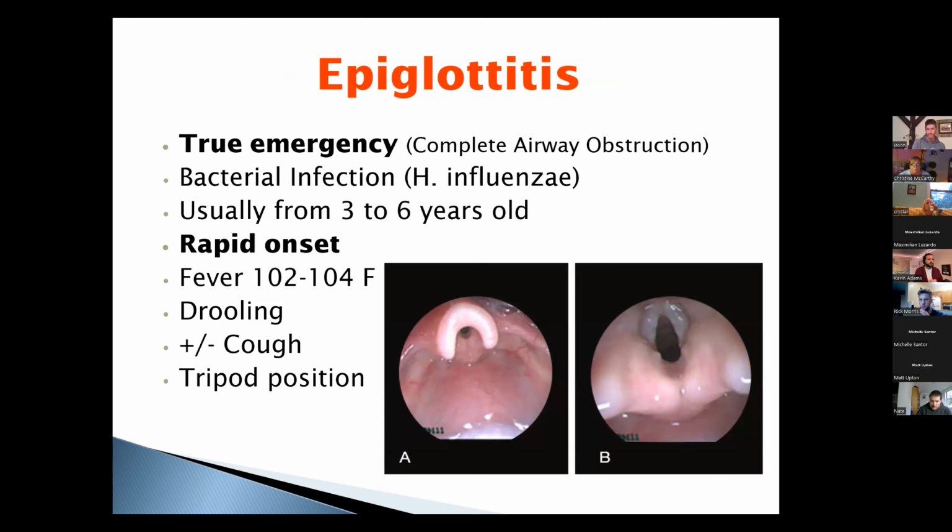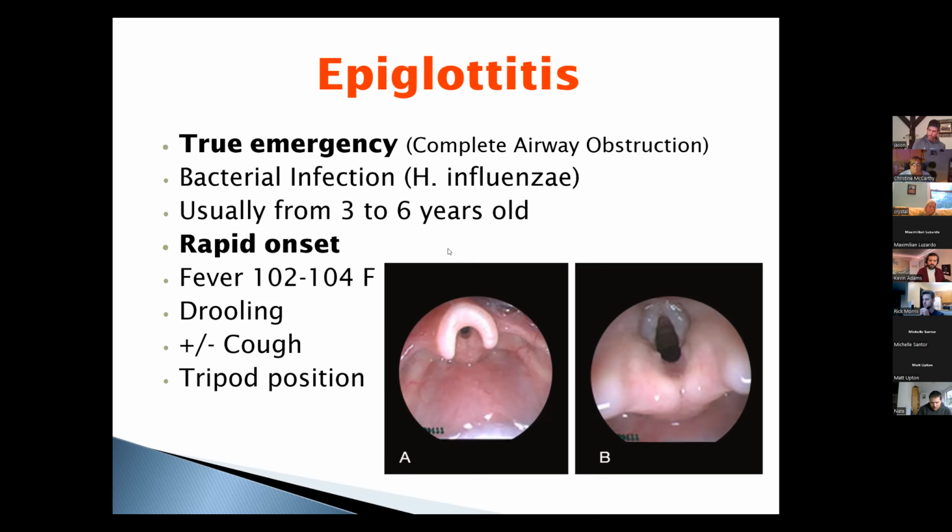So this next one that we don't want to miss is epiglottitis. The word itself just means an inflammation of the epiglottis. It's that flap between our trachea and our esophagus that protects the airway and allows us, when we swallow, to get food down the esophagus and allow air to go down our trachea. This is a true emergency because, as you can see in this picture, the epiglottis can swell so much that it actually becomes a complete obstruction of the airway.